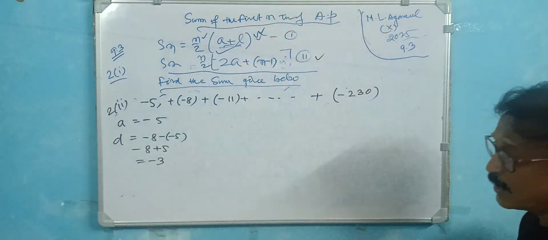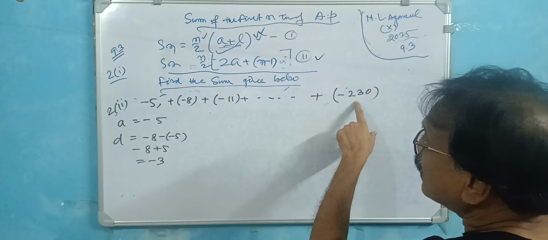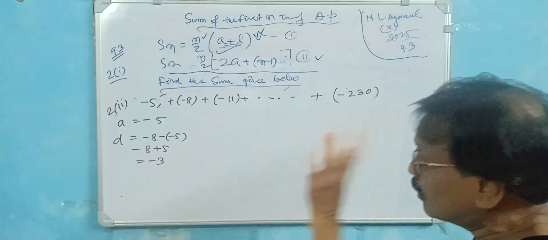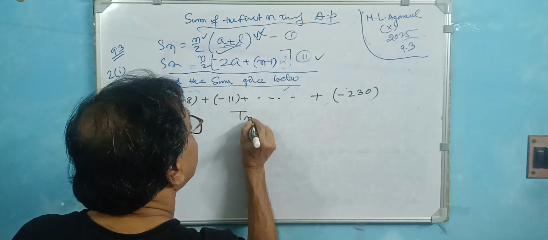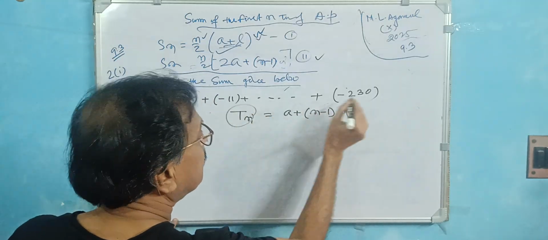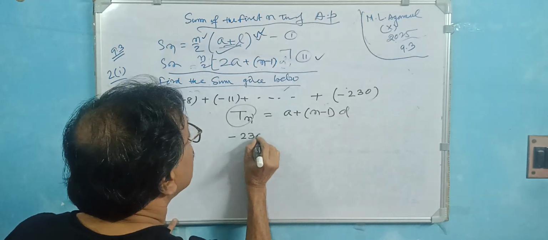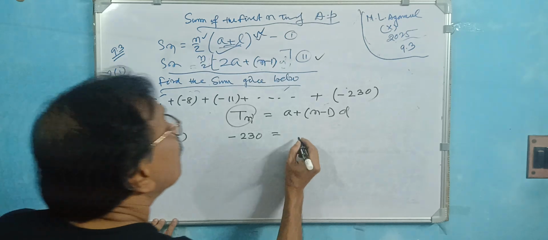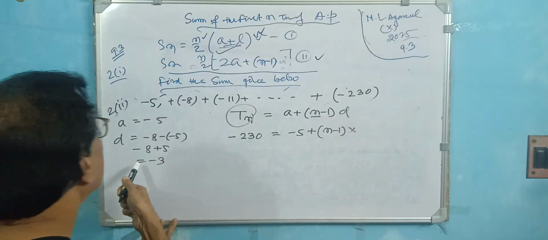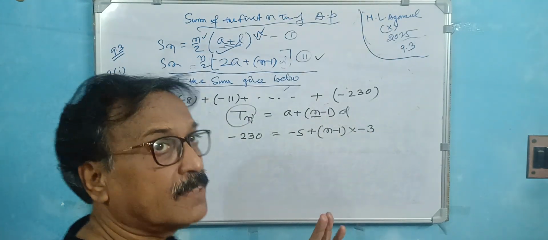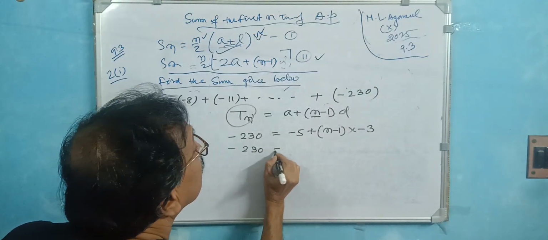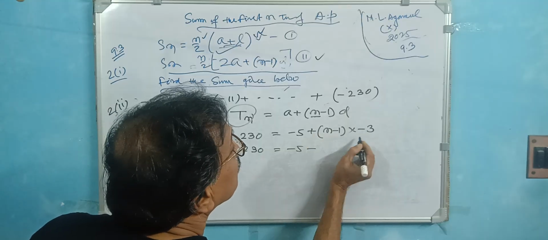Okay. So you know the last term, you know the first term, but you don't know the number of terms n. So find it out. For that reason you use tn equals a plus n minus 1 into d. The value of tn is minus 230. a is minus 5 plus, you have to find the value of n, n minus 1, and d is minus 3. No problem. Clear? Now look, this is minus 230, this is minus 5, this is minus 3n, minus minus plus 3.